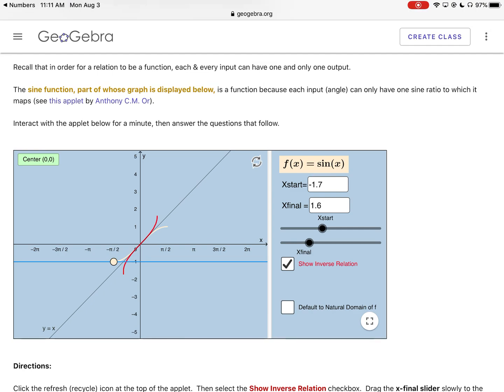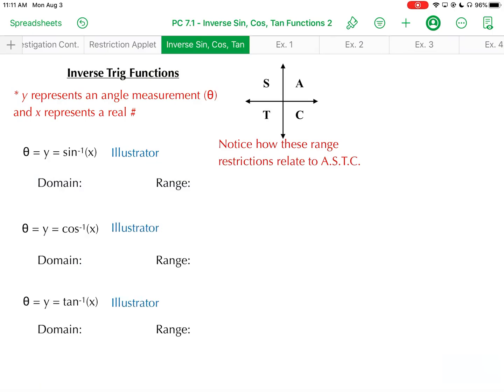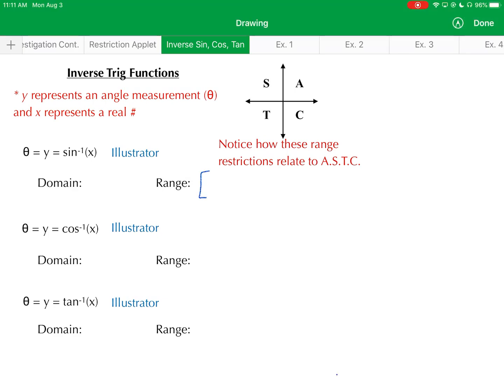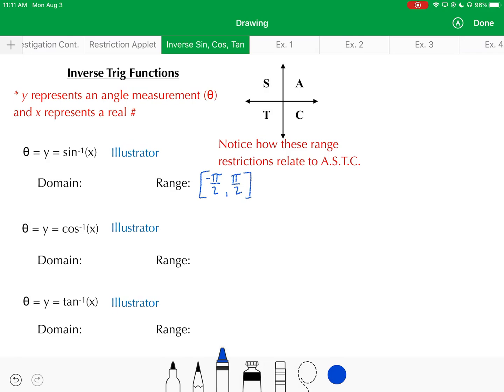So if we restricted the domain of the original sine function to be between negative pi over 2 and positive pi over 2, then that can be considered the range of the inverse sine function, okay? And then just think, the domain of this inverse sine function is going to be the same as the range from the original sine function, which is just from -1 to +1.